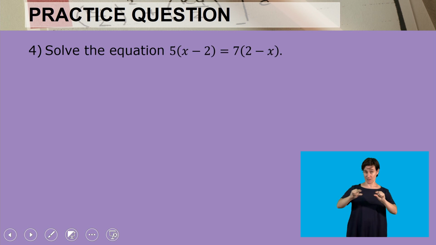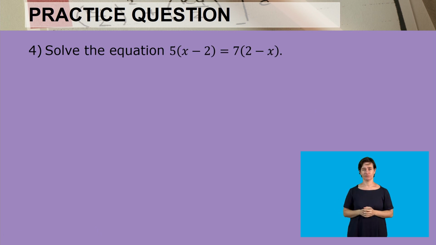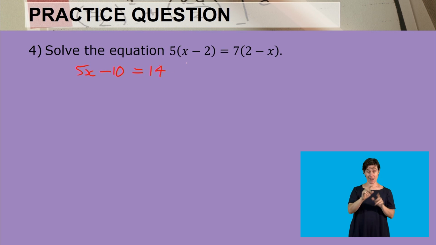The fourth question says, solve the equation of the product of 5 and x minus 2, which equals the product of 7 and 2 minus x. So let's write it out already. We remember when we have a number that is multiplied by a bracket, that number must be multiplied by each term of that bracket. So it would give us 5x minus 10 equals 7 times 2 is 14, and then 7 times negative x is negative 7x.